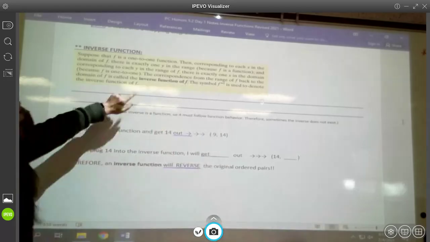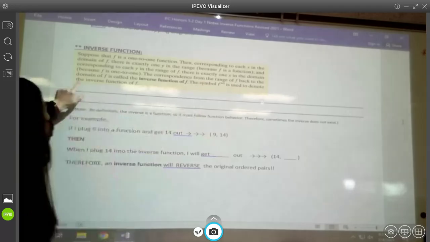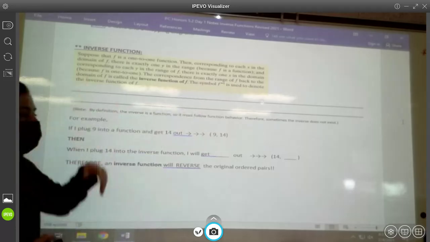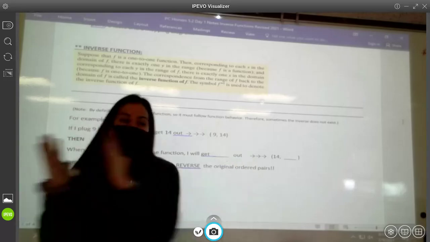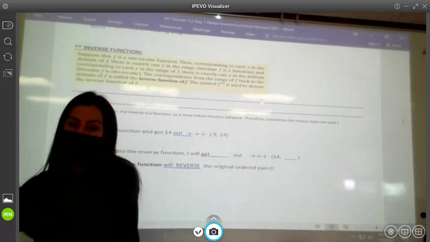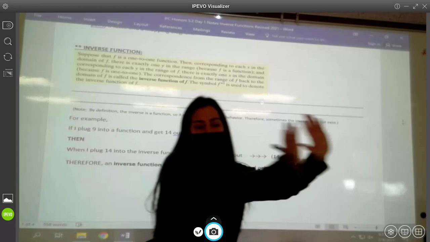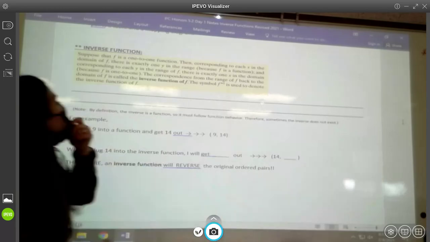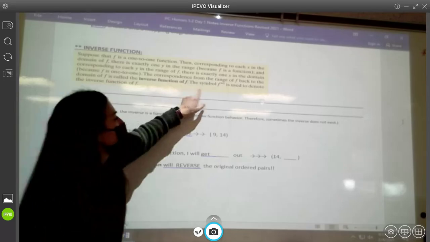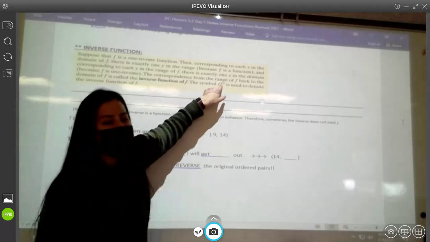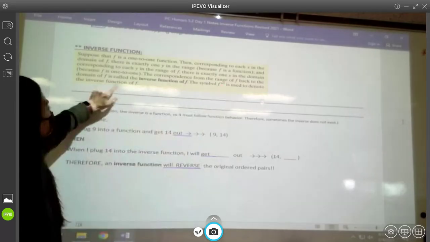The correspondence from the range of f back to the domain of f is called the inverse function. Basically, the inverse is going to take the original function and work it backwards. It's going to work from the original range back to the original domain. f inverse is then called the inverse function of f. The symbol, f to the negative 1, is used to denote the inverse of function f.